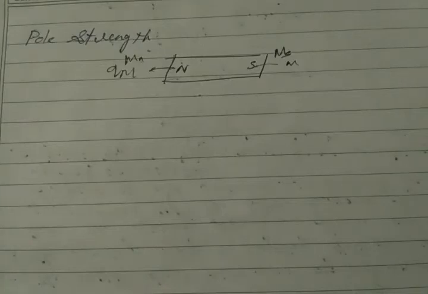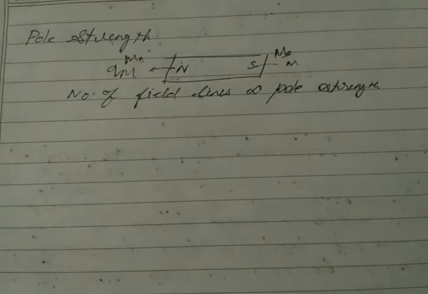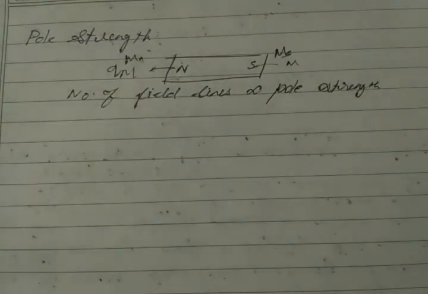Okay, so this pole strength depends on the number of field lines. If the number of field lines is more, then the pole strength is also more. So the number of field lines is directly proportional to pole strength. Just now we studied a property: if field lines are closer, then it has more strength. If the number of field lines is more, then it has more pole strength. So we can say pole strength is directly proportional to the number of magnetic field lines.